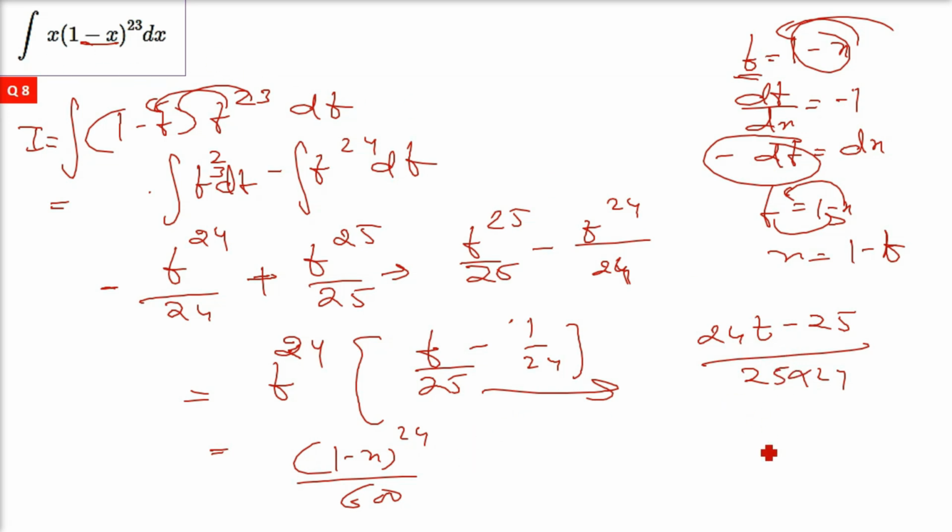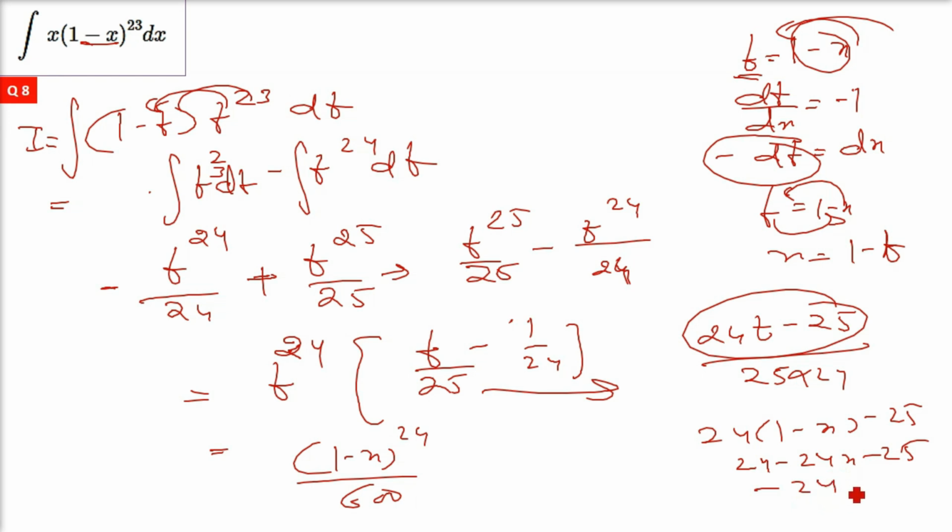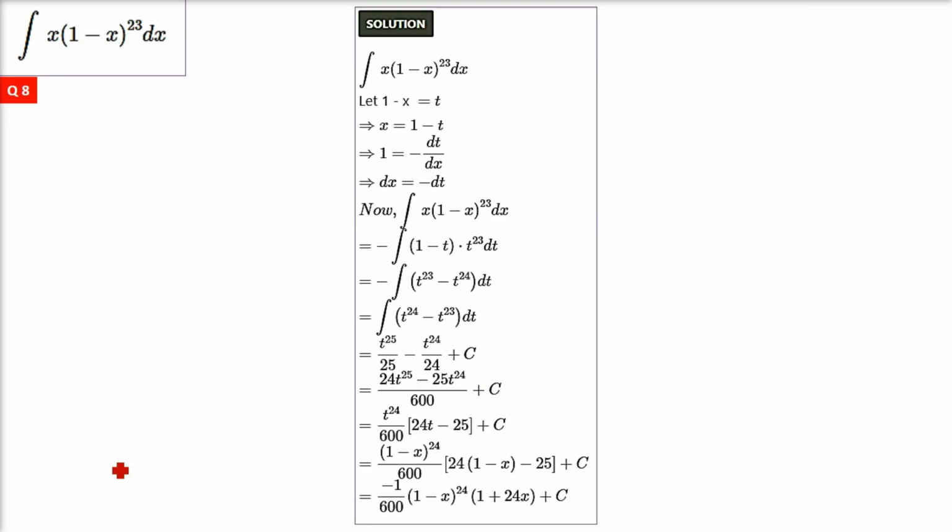And now I'm replacing 24t by 1 minus x. So 24 into 1 minus x minus 25, 24 minus 24x minus 25. So it will be negative 1 and negative 24x. Negative you can take outside, it will be 1 plus 24x, and that's your final solution. That should be written like this. So this is a very straightforward question, only rearrangement is important, and this can be done quite easily. So this is the way you should adopt whenever you are solving it by yourself.